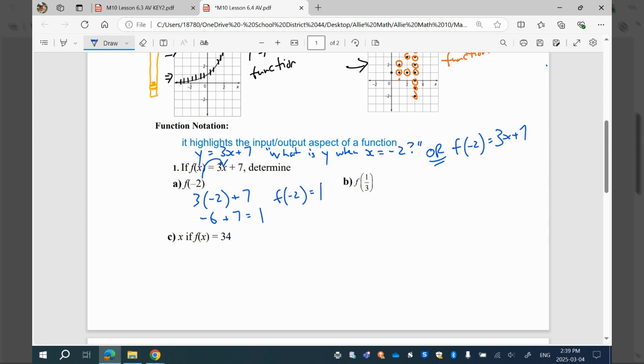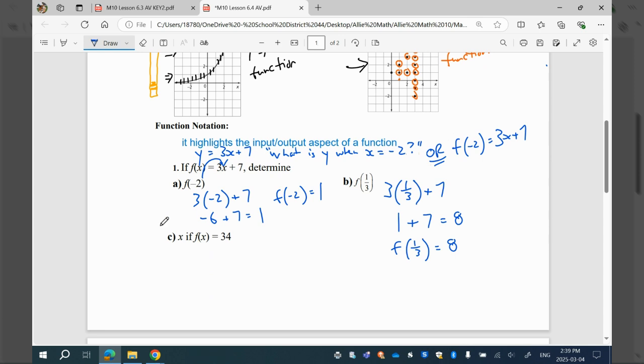Let's do the next one. We're going to use the same equation. We're just going to input our 1/3 in for the x. So 3 bracket 1/3 plus 7. 3 times 1/3 was 1/3 of 3. 3 over 3 is 1 plus 7. That equals 8. So f of 1/3 equals 8.